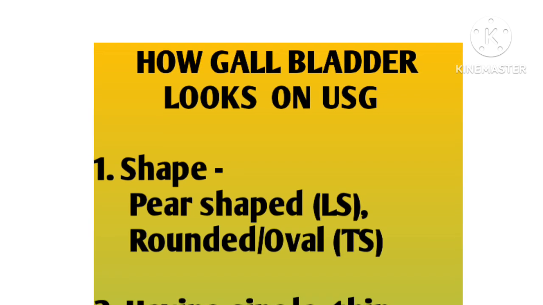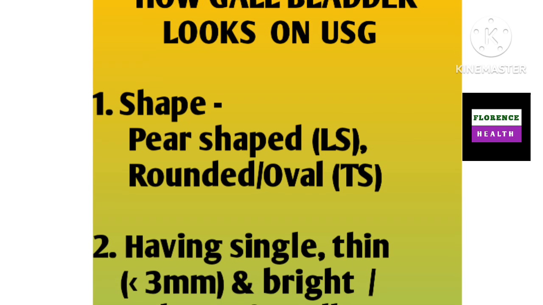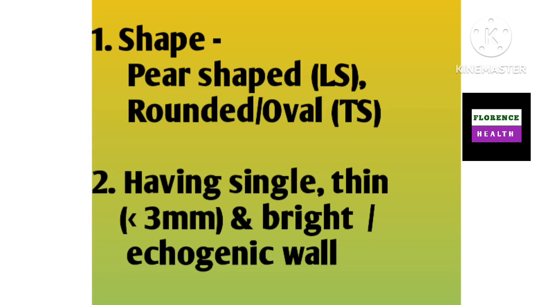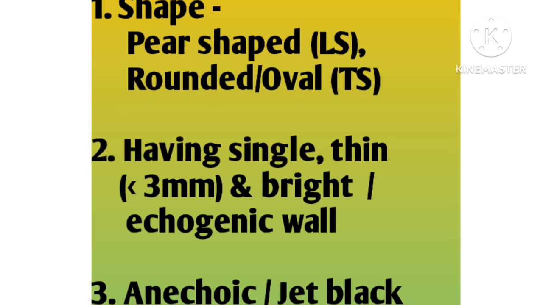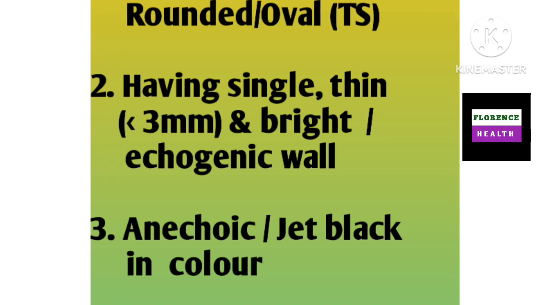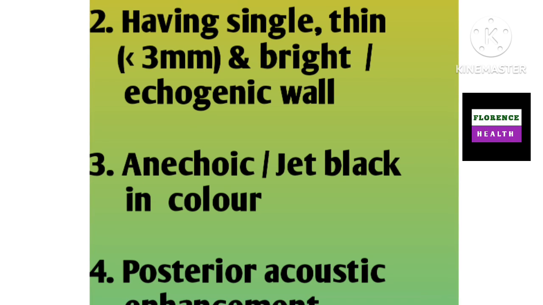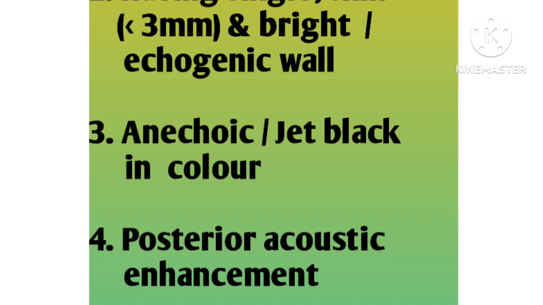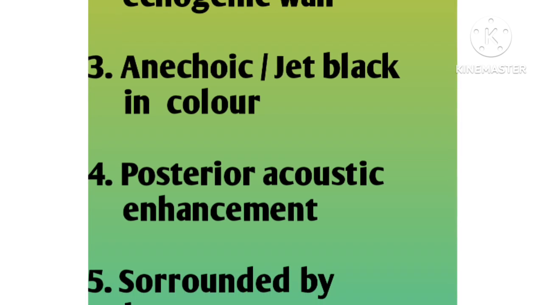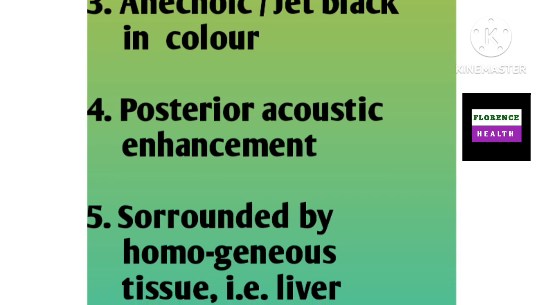shape. Second point, the normal gallbladder has a single, thin, bright echogenic wall, with thickness less than 3 mm. Third point, due to the presence of clear fluid or clear bile inside, it looks jet black in color, that is purely anechoic. Fourth point, due to the clear bile inside, it has posterior acoustic enhancement due to less beam attenuation.